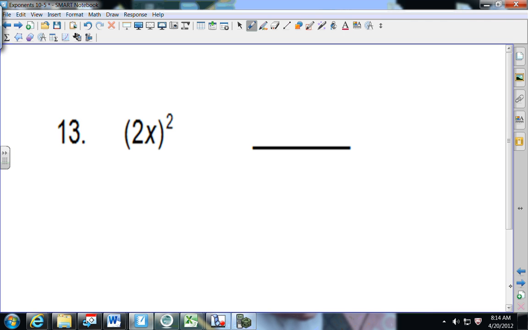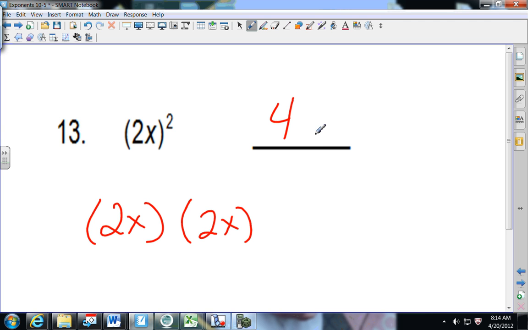Next one, pause that video, come back and see how you do. This is the same as saying 2x times 2x. 2 times 2 is 4. X times x is x squared.